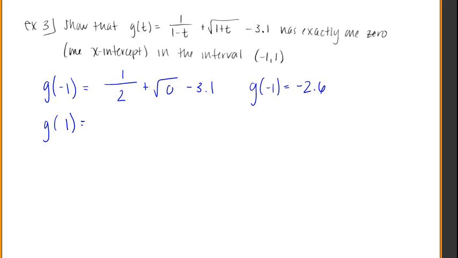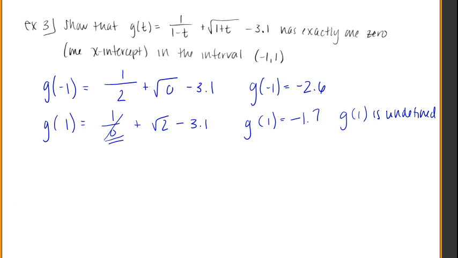So g of +1. So 1 over 1 minus 1 is 0, which is not going to happen at that point, plus the square root of 2 minus 3.1. So g of 1 would have been -1.7, but because of this undefined portion right there, technically g of 1 is undefined.